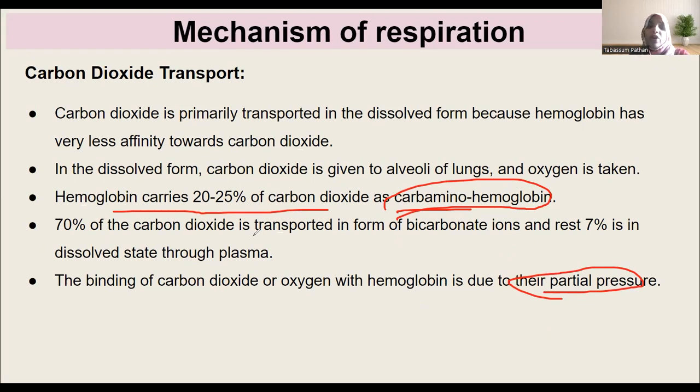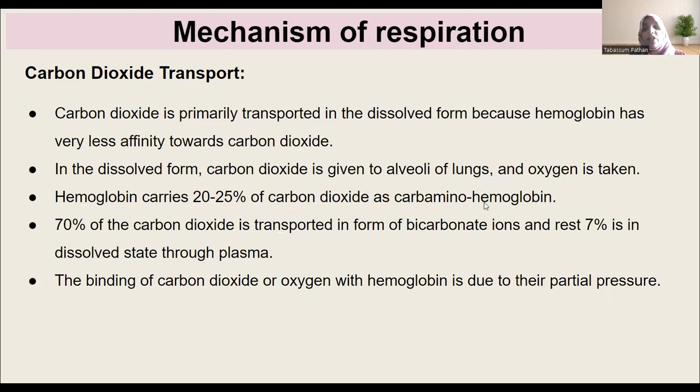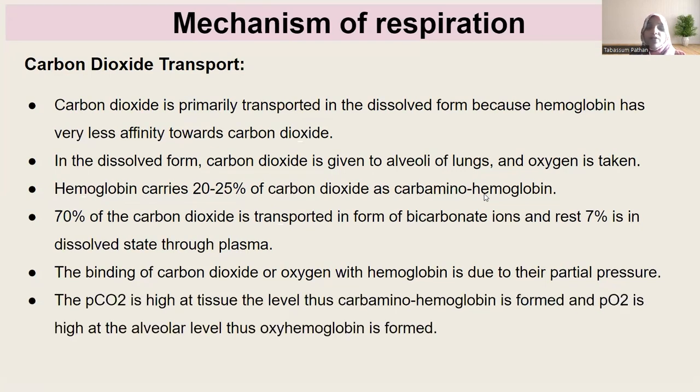So at the alveoli level, mostly oxyhemoglobin will be formed. At the tissue level, carbaminohemoglobin will be formed more, because here the carbon dioxide partial pressure is more. So this binding will depend mostly on the partial pressure. I just said carbon dioxide is high at tissue level, thus carbaminohemoglobin is formed, and oxygen partial pressure is high at the alveoli level, so over there oxyhemoglobin will be formed.